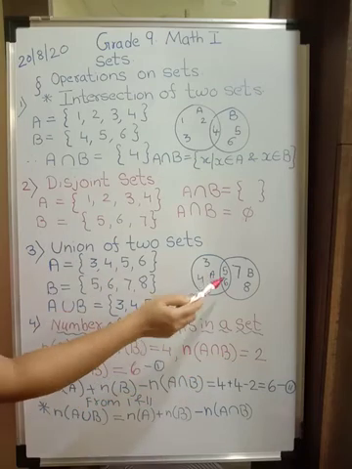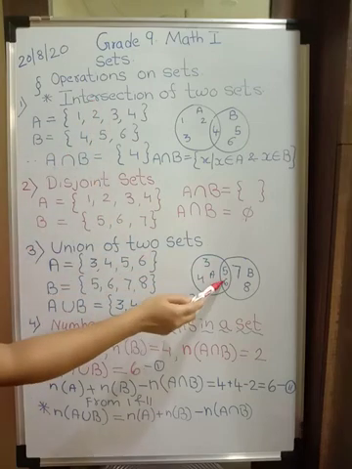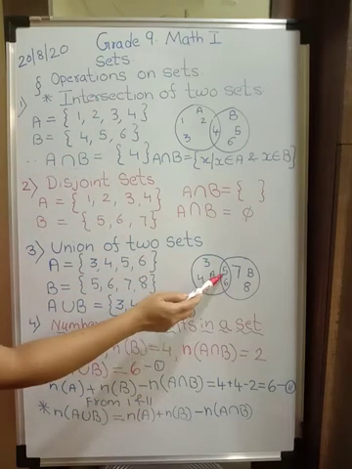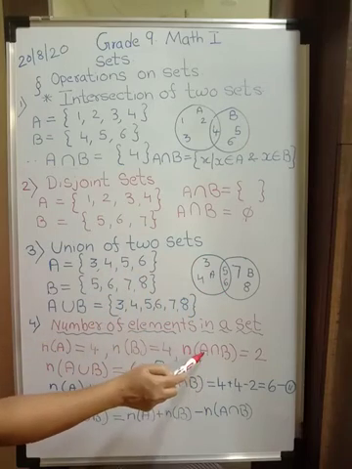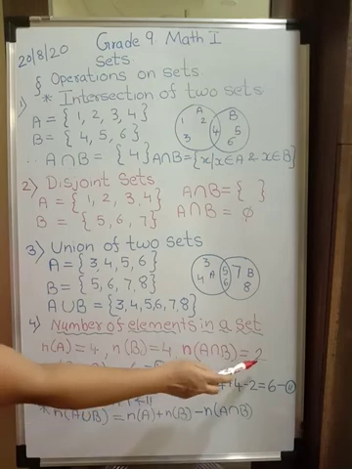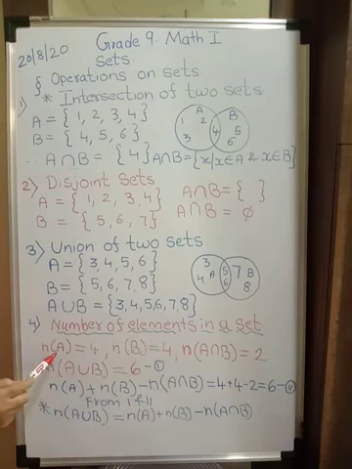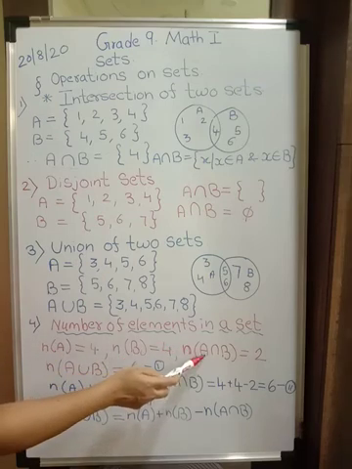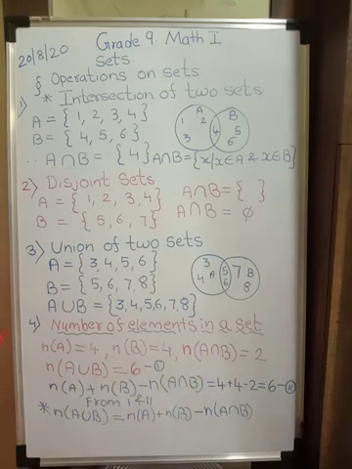Now n(A intersection B). If I look into this, what are the common elements? Intersection means common in both the sets. So A intersection B contains 5 and 6, only 2 elements. So n(A intersection B) is equal to 2. Number of elements we are writing. So this is only set A, this is only set B, and this is the intersection of set A and B, that means common elements in A and B.